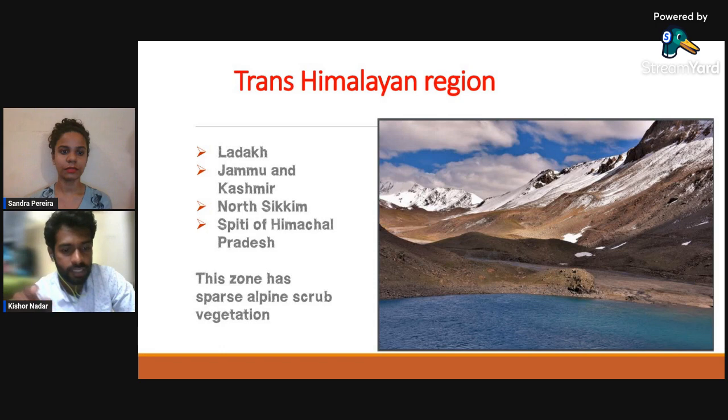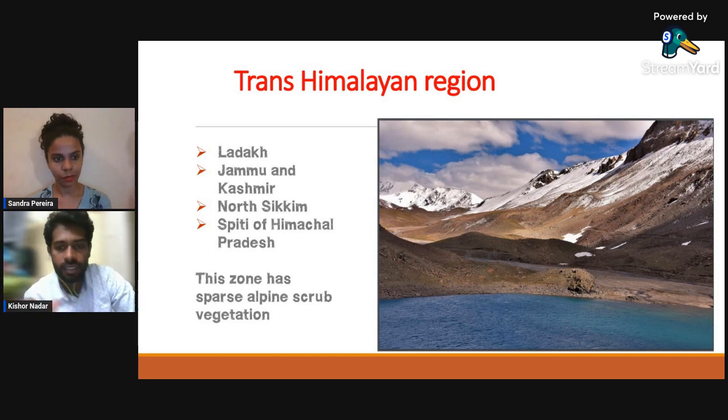First comes the Trans Himalayan. The Trans Himalayan region is the uppermost region behind the Himalayas. We can say it is the Himalayas only. It ranges about 4,500 meters above sea level. The states include Ladakh, Jammu and Kashmir, North Sikkim, and Spiti of Himachal Pradesh. These zones are very sparse, and the vegetation is alpine scrub. We can't see any trees growing, and glaciers are found. The water originates from these areas also.